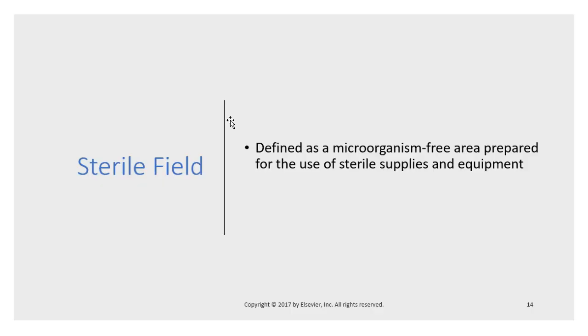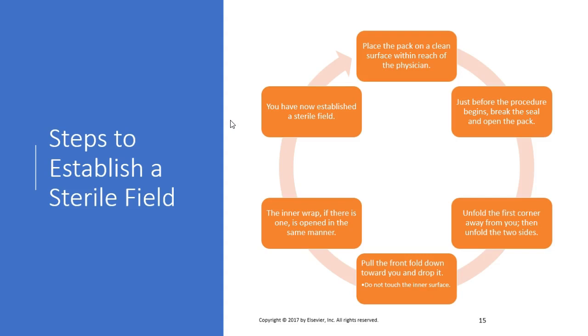Okay, so sterile field, defined as a microorganism-free area prepared for the use of sterile supplies and equipment. So, steps to establish a sterile field. Place the pack on a clean surface within reach of the physician. Just before the procedure begins, break the seal and open the pack. Unfold the first corner away from you, then unfold the two sides. Pull the front down towards you. Do not touch the inner surface. The inner wrap, if there is one, is opened in the same manner. You have now established a sterile field.